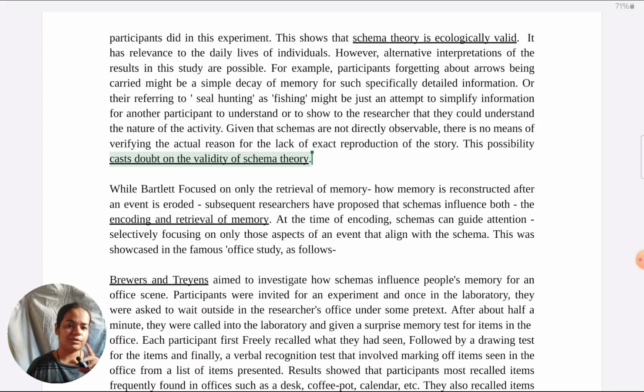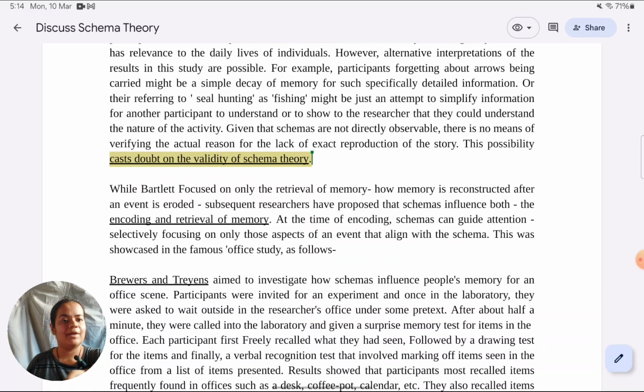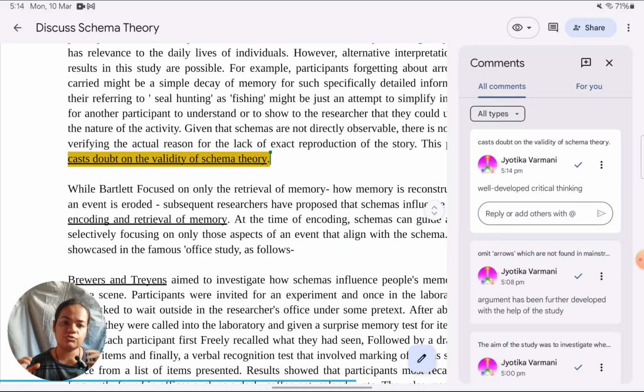So my comment for this for critical thinking would be well developed critical thinking. Critical thinking which is contextualized and which keeps on linking back to the larger argument is said to be well developed. And it also furthers the argument, right? Even the evaluation which is done here is going to show me something further about the argument.